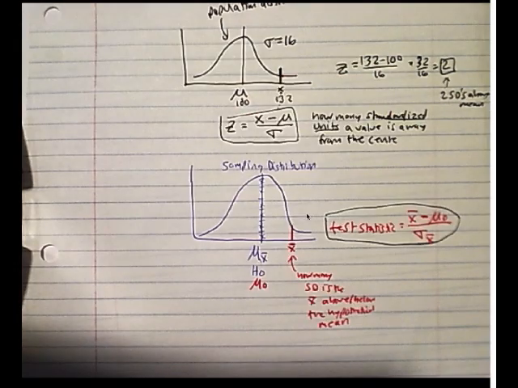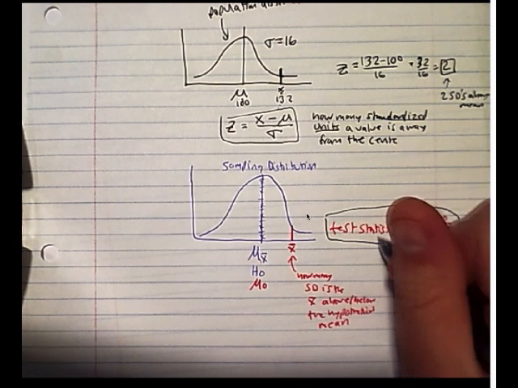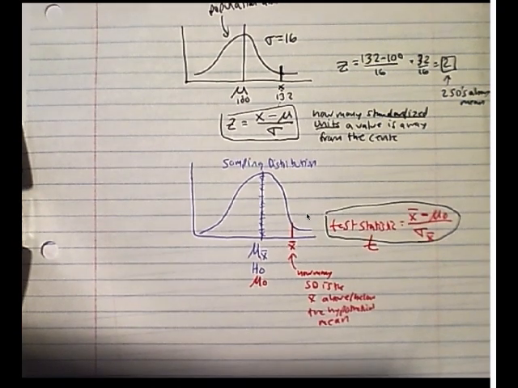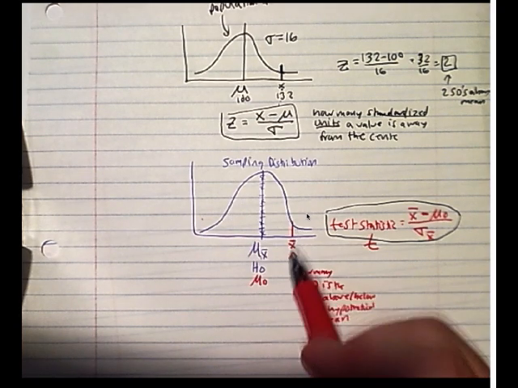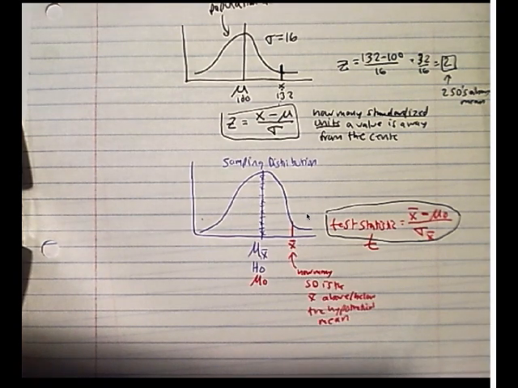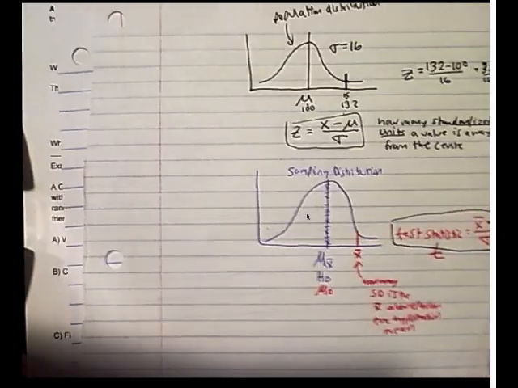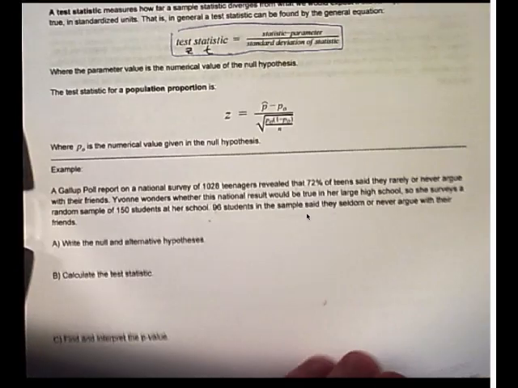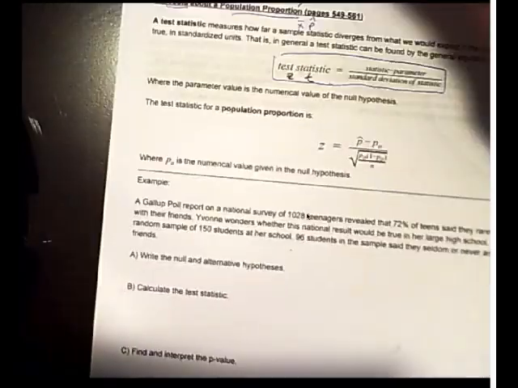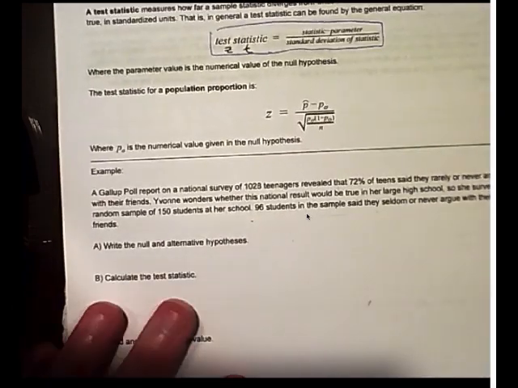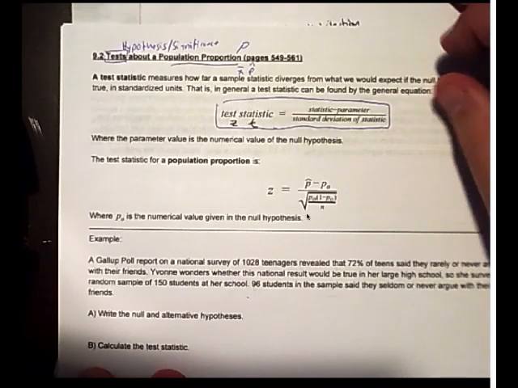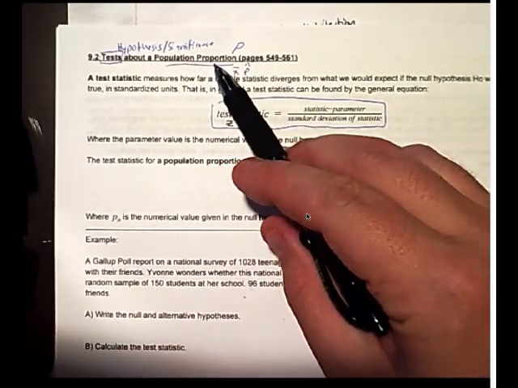Now, in the case of a means problem, this test statistic would be t instead of z, because this has a t distribution instead of a z distribution. So hopefully that made a little bit of sense. The best way to understand these is to do a few problems. In section 9.2, they just want us to focus on population proportions.